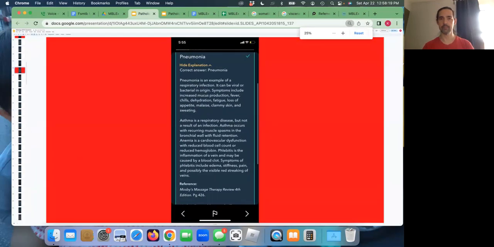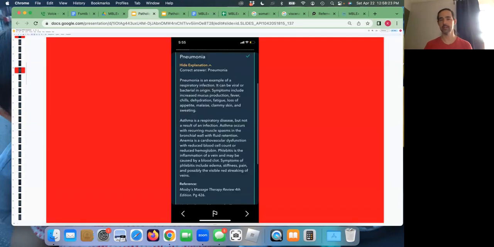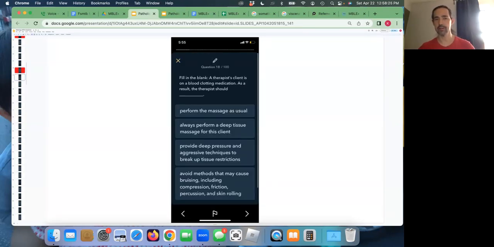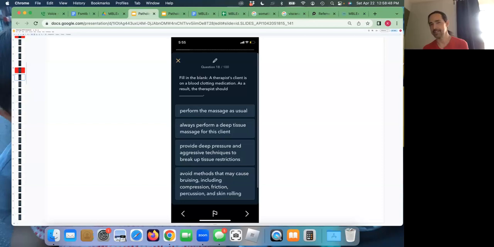Again, the choices were asthma, pneumonia, anemia, and phlebitis. Fill in the blank. A therapist's client is on a blood clotting medication. As a result, the therapist should what? Perform the massage as usual. Always perform a deep tissue massage for this client. Provide deep pressure and aggressive techniques to break up tissue restrictions. Avoid methods that may cause bruising, including compression, friction, percussion, and skin rolling. Yes, correct.